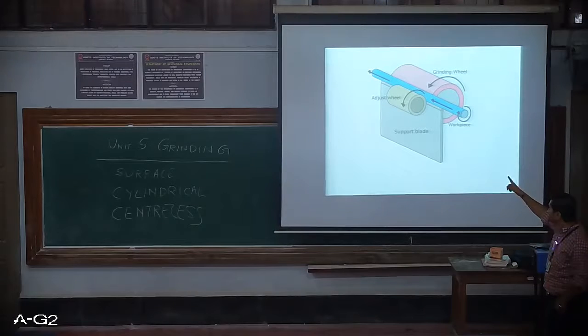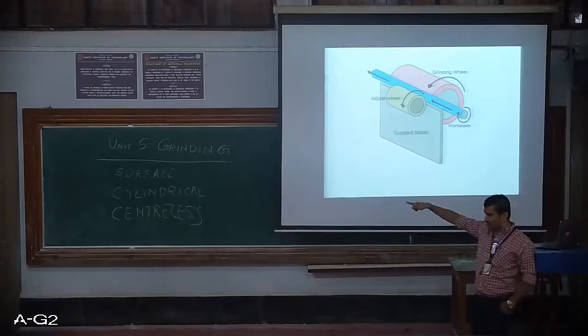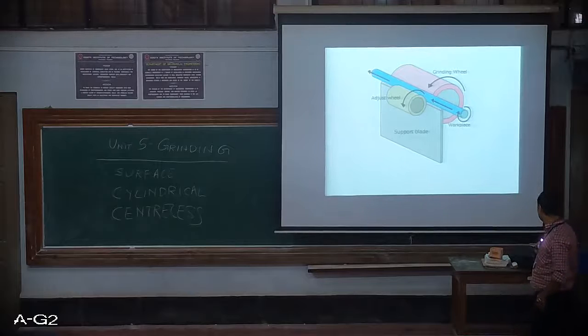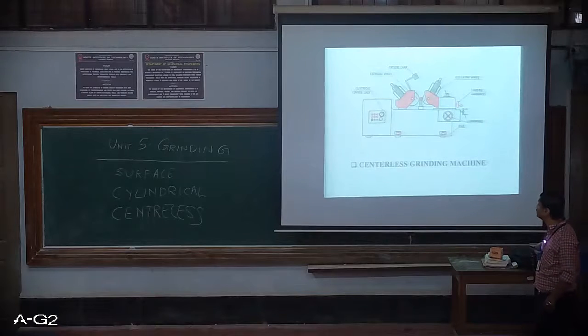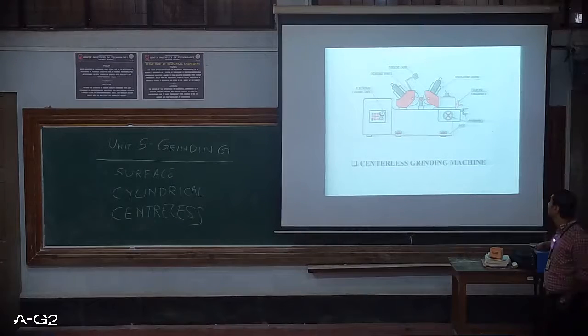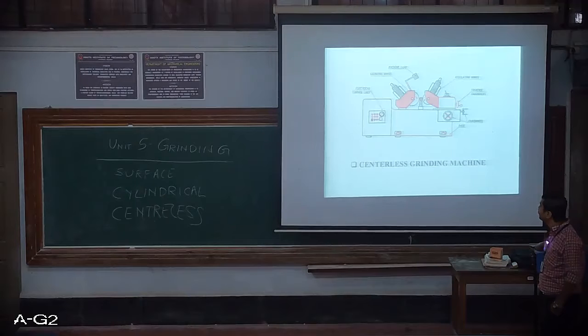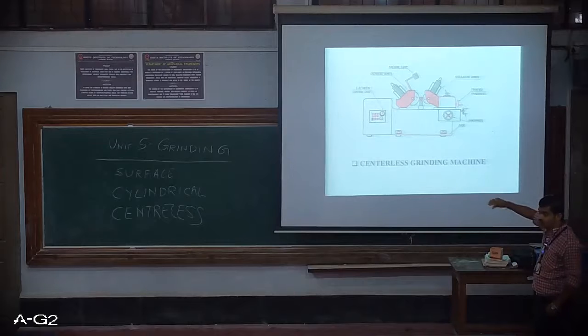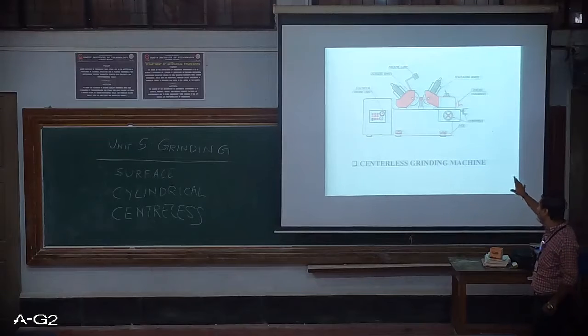And you can see those arrows. So work is fed all along its length in between these two wheels. So this is the machine, the centerless grinding machine. You can observe how the arrangements are made over there. So you have the regulating wheel, the grinding wheel, and in between them a long rod is held.